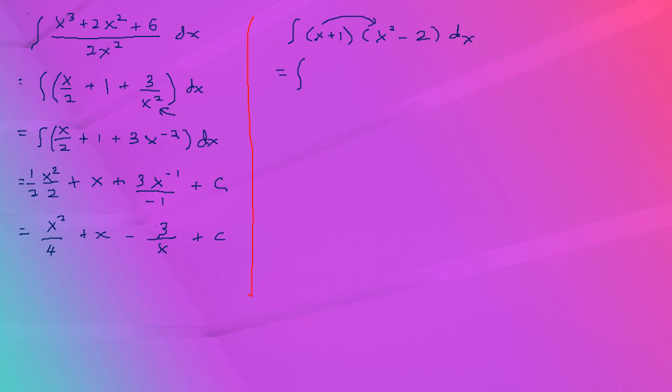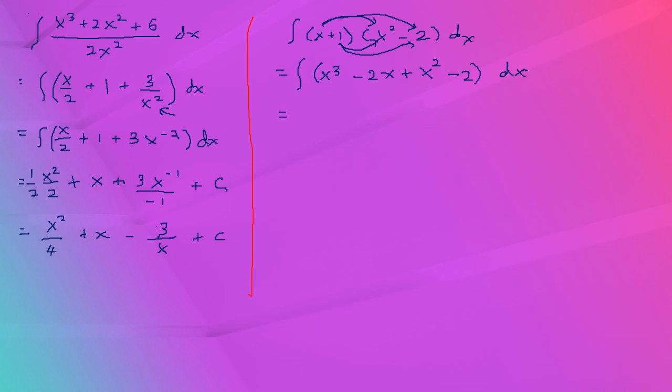Expand. Here we will get x to the power of 3, and then x multiplied by negative 2 is negative 2x, plus expand 1 multiplied by x squared, we get x squared, and then 1 multiplied by negative 2 is negative 2, dx. So our function now has plus and minus only, so we can integrate one by one.